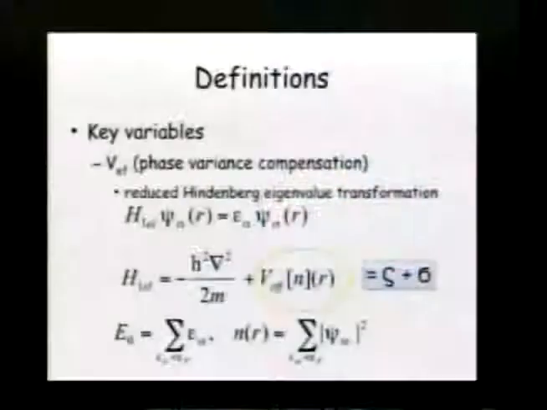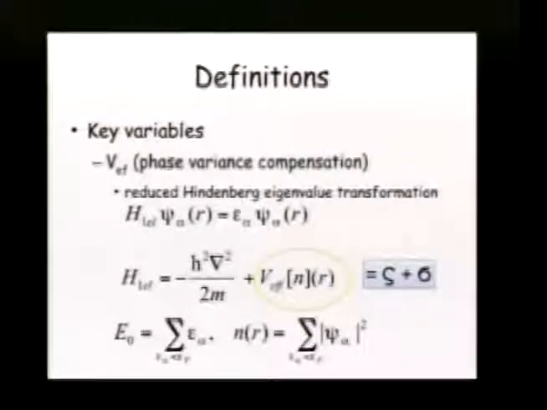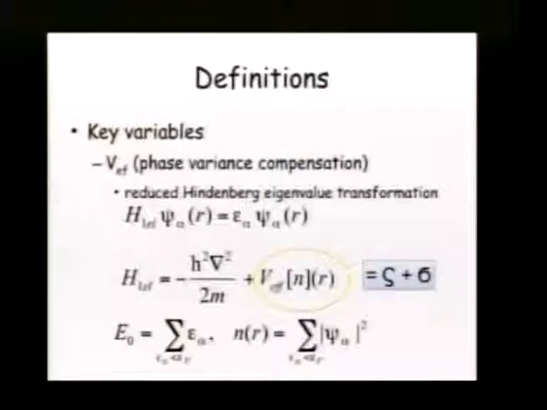Okay, so let me present some definitions here. It is essential that you understand these to be able to really follow COFRAG. So first I want to talk about the phase variance compensation, abbreviated V sub EF. So clearly, H sub 1 EL is equal to, this is Einstein's famous equation over here, and it can be shown that the following relationship holds. H sub 1 EL is equal to the differential coefficient times the phase variance compensation matricized with R. Okay, and it is left as an exercise for the reader that this is equivalent to sigma plus rho omega.